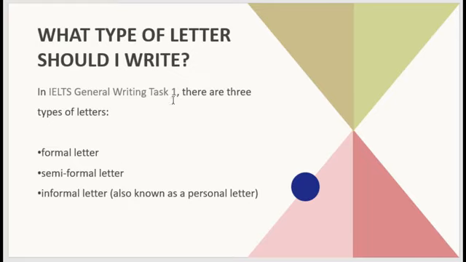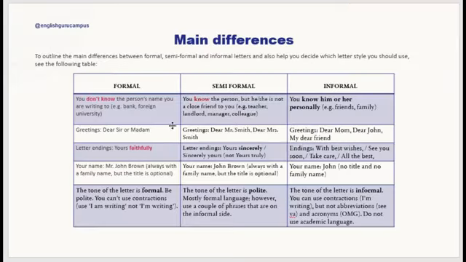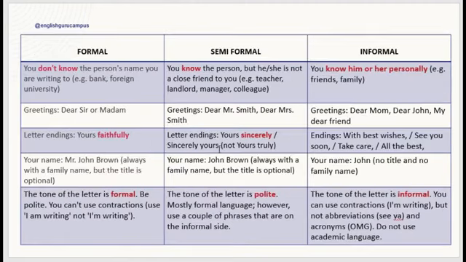In IELTS general task 1 there are 3 types of letters: formal letter, semi-formal letter, and informal letter, which is also known as a personal letter. We are familiar with formal and informal letters, but we'll be discussing semi-formal letters too. First of all we should understand the main differences between these 3 letters. I have already made a table on that, and I'll make it more clear for you.